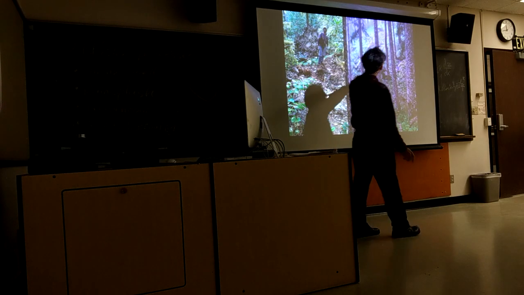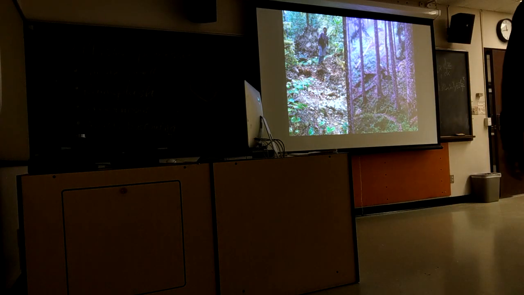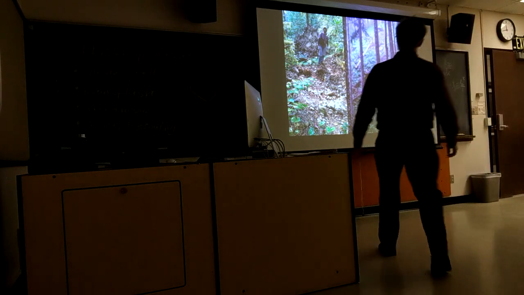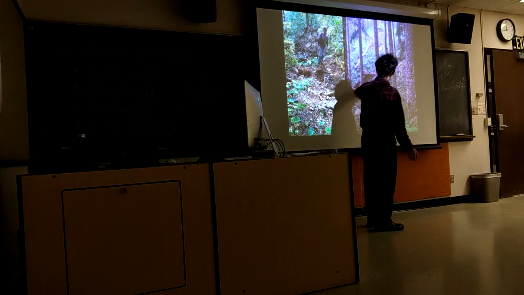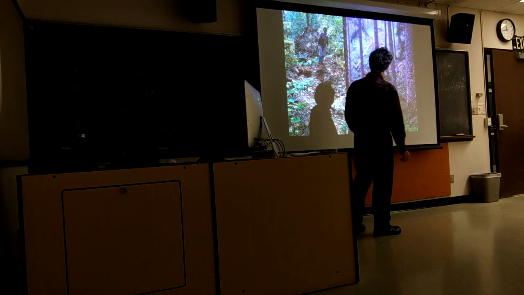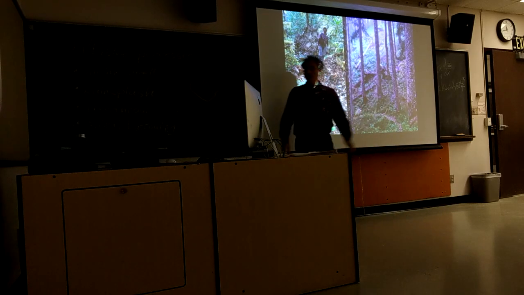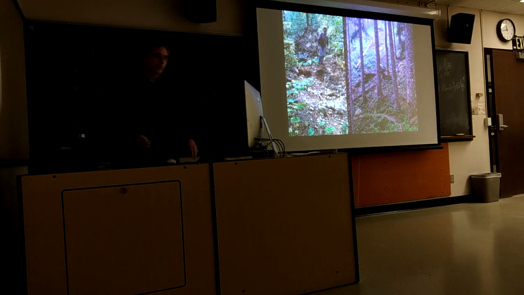Here's a real blurry picture. Let's see, what's that supposed to be? That's, I think, on Mary's Peak. You can see a tree there and a root mass there, and maybe a bit of a pit there. Another one up here. Yeah, kind of blurry, but there it is.